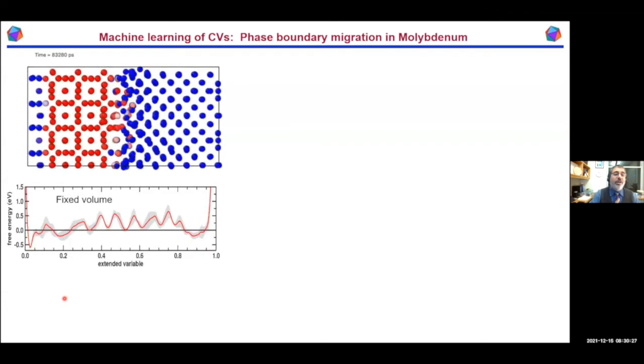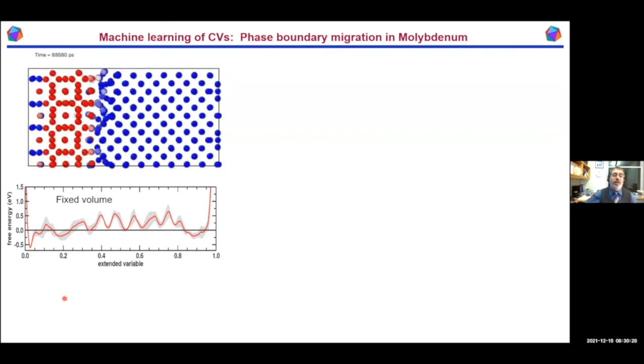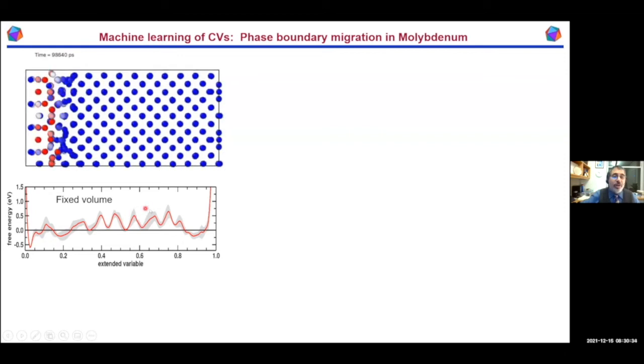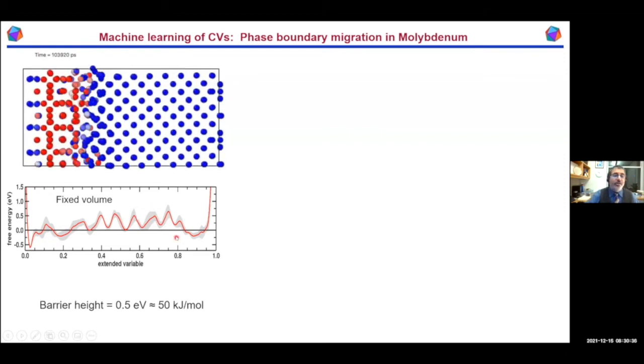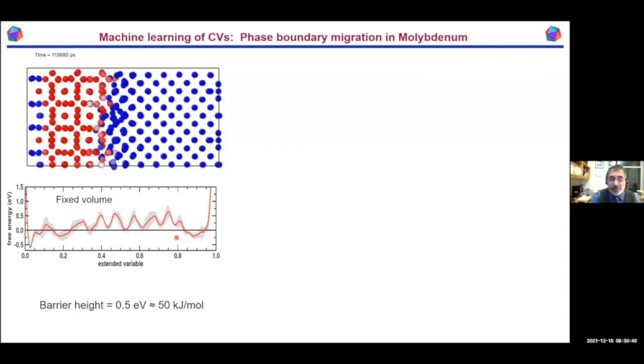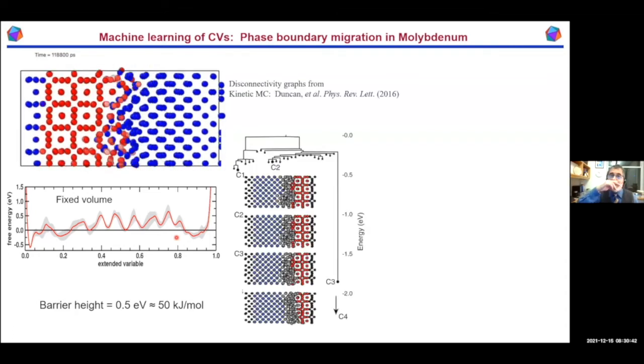Now, if you do this at constant volume, you get a free energy profile that looks like this. You can see very clearly a barrier for the transition of each layer. That barrier is about 0.5 eV. Although I don't have an experimental number for a system this small, I do have a kinetic Monte Carlo study that tells me it's about 0.5 eV to change each layer. So that tells you what the kinetics are.